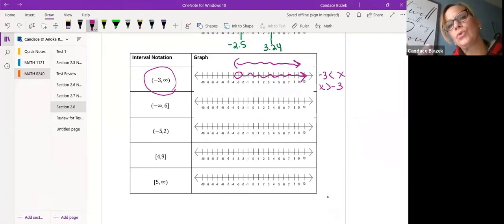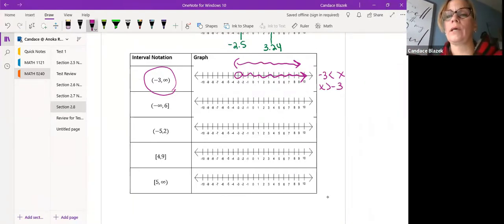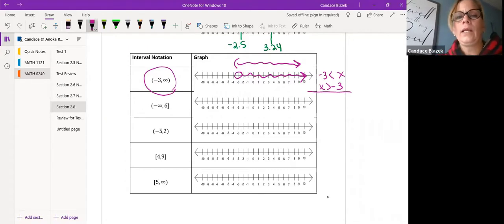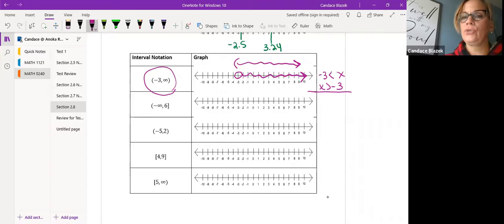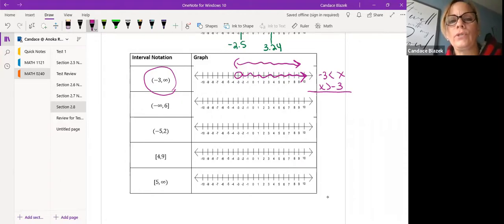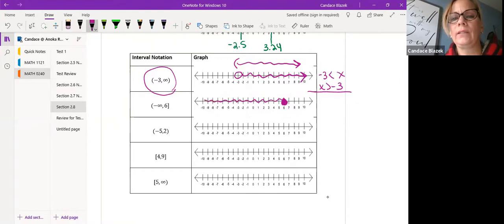Notice when I switch those two sides around, I switch the inequality sign as well. Now let's take a look at the next interval. I would say this is the interval from -infinity to 6, including 6, because that square bracket means I include 6. So I'm going to start from this lowest part, and go all the way up to 6. I put a darkened dot on 6. And so to show that it's everything less than 6, I would make a line, darken it.